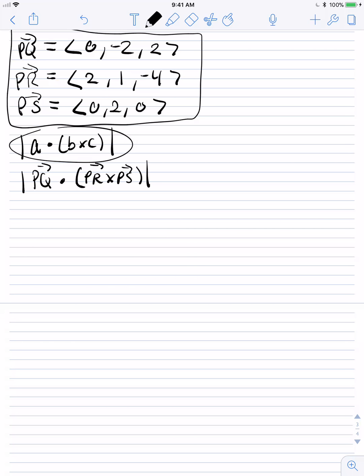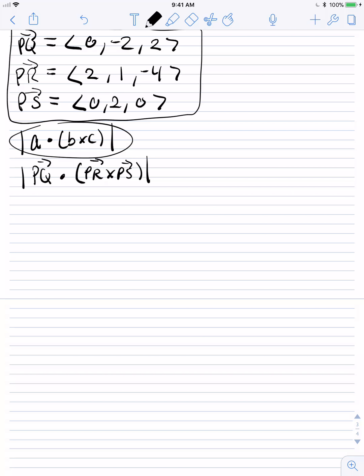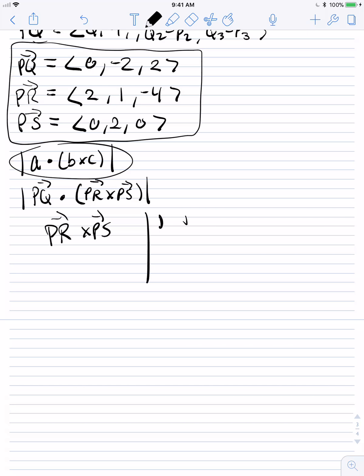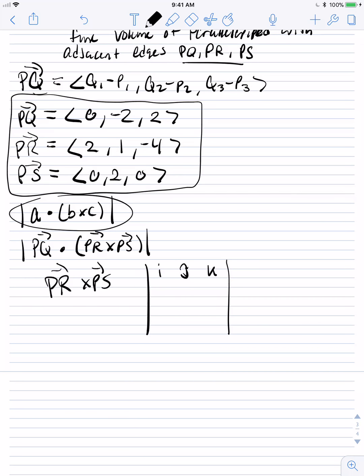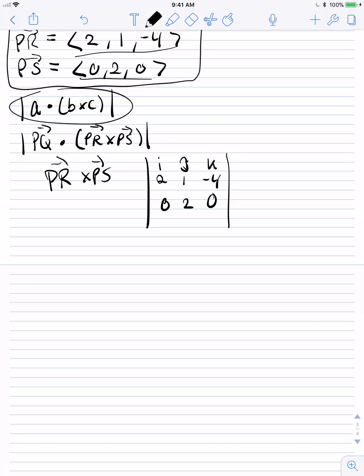So let's start with PR cross PS. If we do that, we have our I, J, and K components. So we're looking at these two. So we got 2, 1, negative 4, and 0, 2, 0. So we're going to do I first. We're going to pull out the I. We got here, here, here, and here, these 4. 1, negative 4, 2, 0.